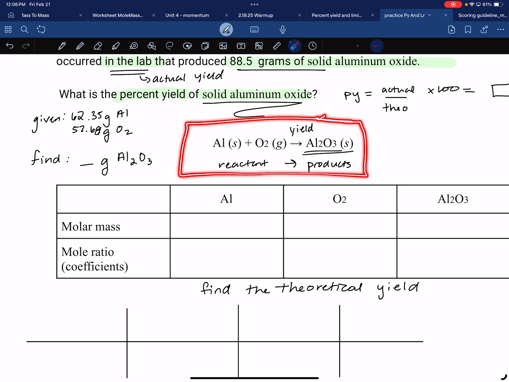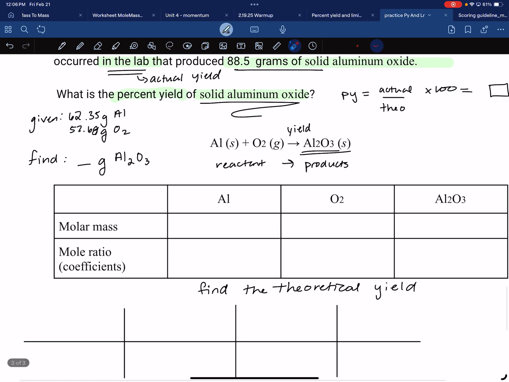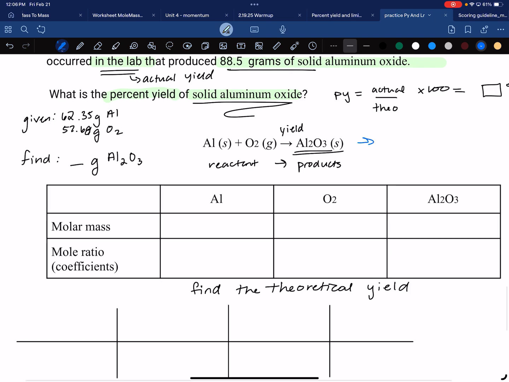The coefficients. There's no big numbers, right? There are no big numbers. Therefore, I can't fill this in yet. What do I have to do, everyone? I have to balance it. So I need to use the candy bag method to balance, or the math method, balance the reaction. And then from there, I'm going to be able to find the coefficients.